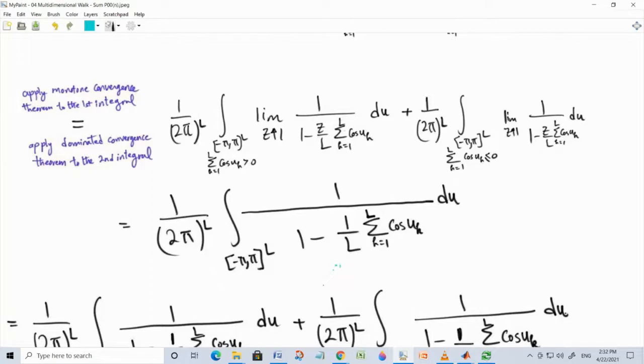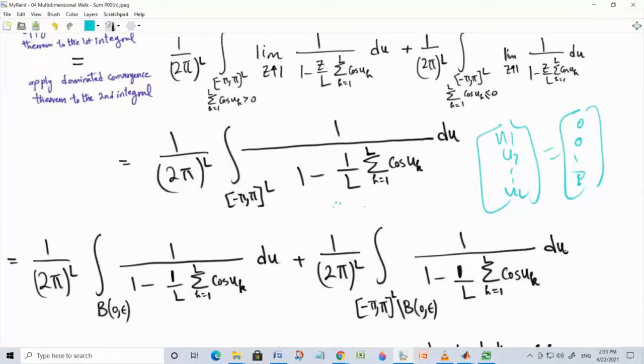Now this integral is a bit problematic, because of what happens at the origin of the U space. What if you set U1, U2, up to UL, everyone equal to 0? Every cosine will be equal to 1. The summation of cosines will be L. L over L is 1. 1 minus 1 is infinity. So we have a singularity near the origin.